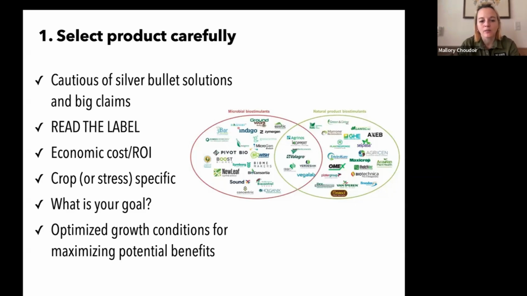Certainly, we need to consider the economic cost and the return on investment. Sometimes this cost can be considered beyond the cost of the product itself, especially if inclusion of a product may result in the need for fewer synthetic fertilizer inputs, irrigation, or other inputs. Does the product target a particular crop or a stress? And then finally, what is your goal? Are you looking to utilize these products for biocontrol or potentially enhance nutrient use efficiency? And then finally, these will work best under optimized growth conditions.